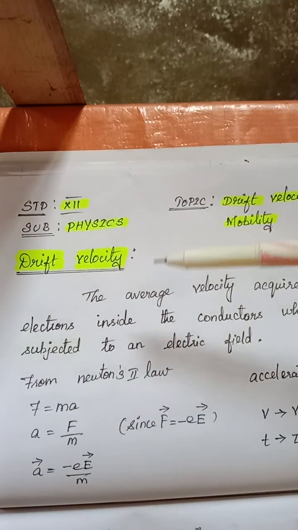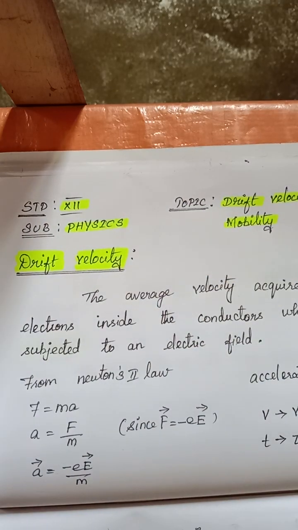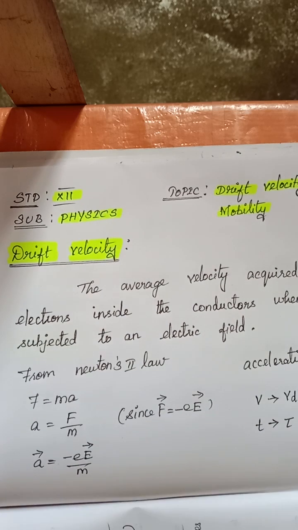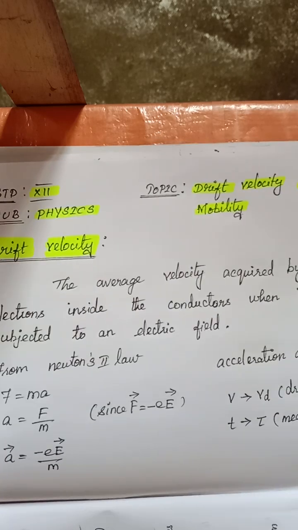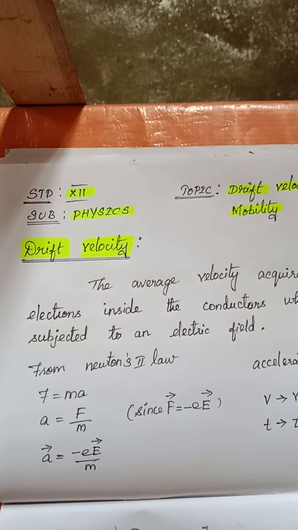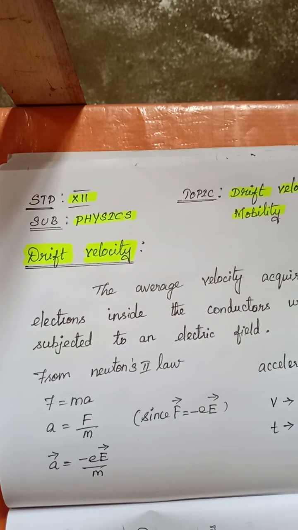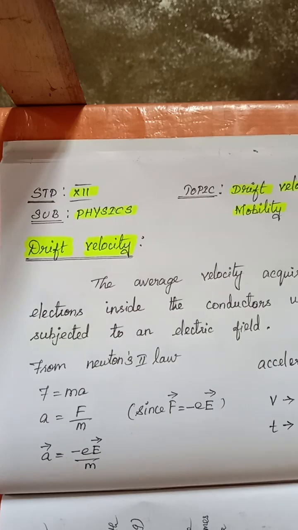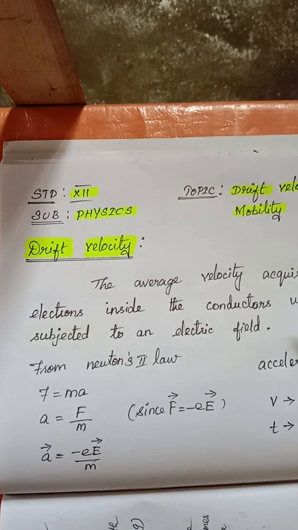Drift velocity. Drift velocity means the average velocity acquired by the electrons inside the conductor when it is subjected to an electric field. This is the definition of drift velocity.